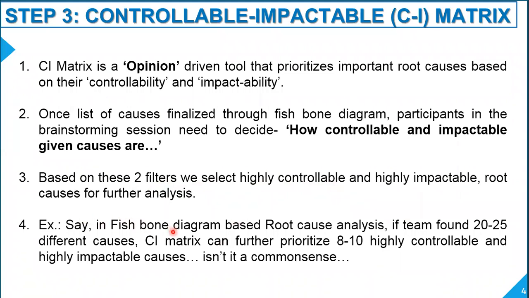Okay, so say in fishbone diagram based root cause analysis, if the team found 20 to 25 different causes, the CI matrix can further prioritize 8 to 10 highly controllable and highly impactable causes from that list of 20 to 25 different causes. Isn't it common sense? And we cannot work on all those causes. We don't have that much time and cannot invest that much effort. That is why we have to prioritize. So this is the controllable and impactable matrix.